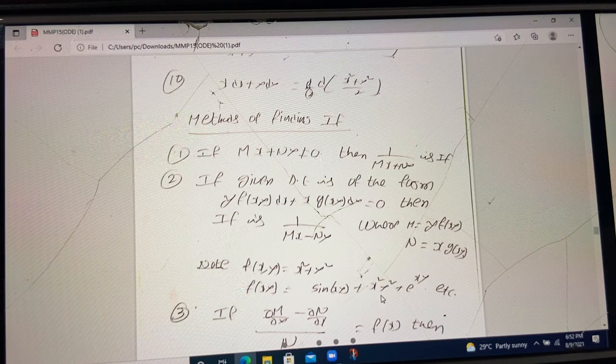So here sin xy, x square y square, e power xy. The powers are the same; wherever the variable is there, x and y are together. So we call this f of xy, function of xy. If your given equation is in the form y into f of xy dx plus x into g of xy dy, then you need not go for the inspection method. Directly, 1 by (mx minus ny) is the integrating factor. What is m? The dx coefficient. What is n? The dy coefficient.